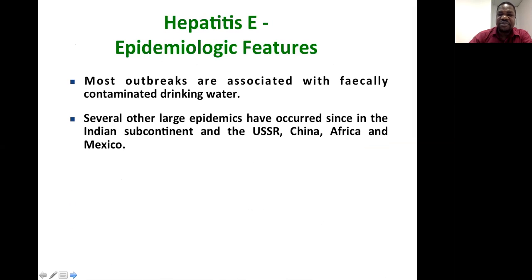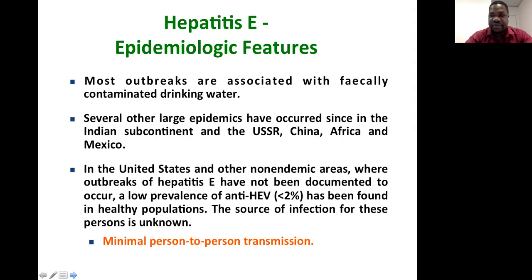So what are the epidemiological features associated with hepatitis E? Most outbreaks are associated with fecally contaminated drinking water. And this has been the most critical route of transmission. Several other large epidemics have occurred since in the Indian subcontinent and China and Soviet Union and Africa and Mexico. That's where we have had large outbreaks associated with hepatitis E infection.